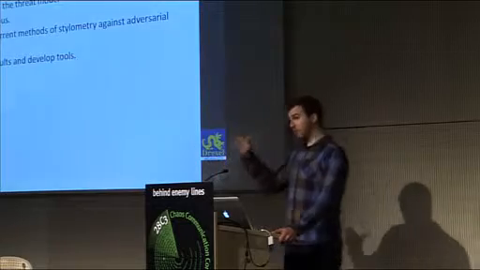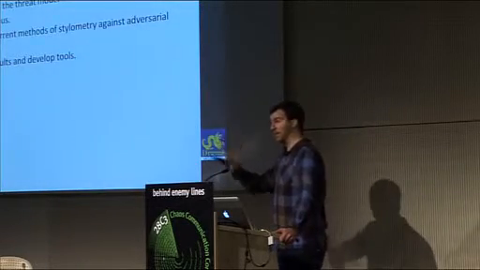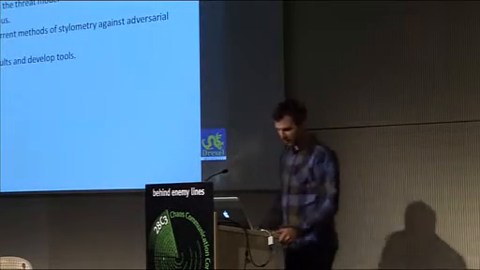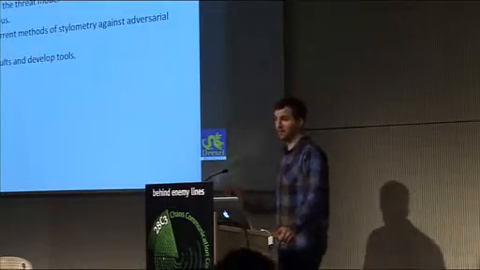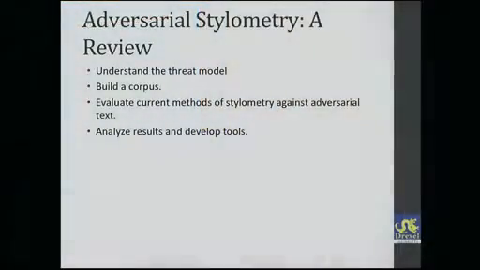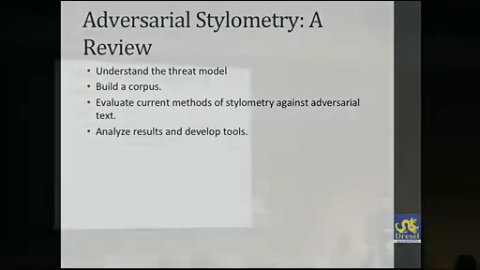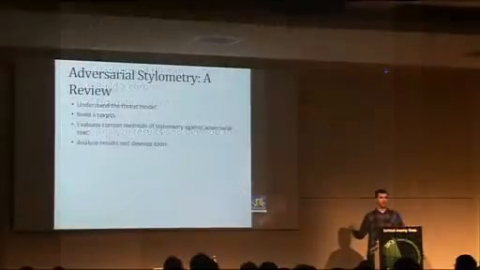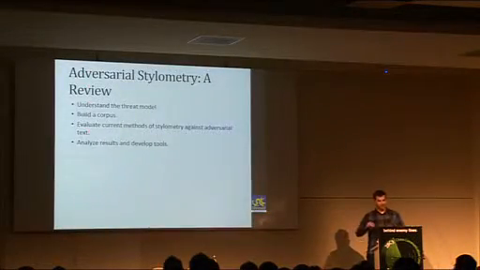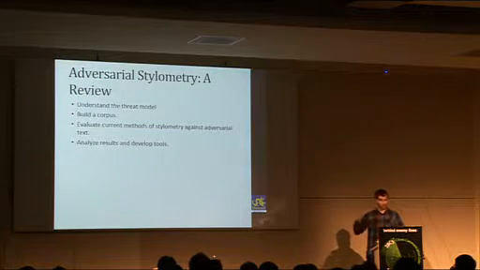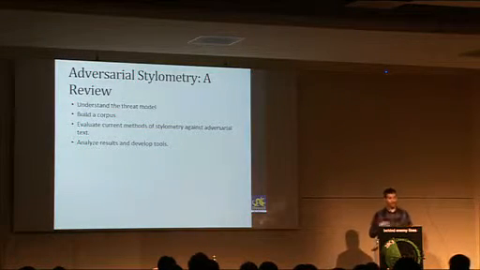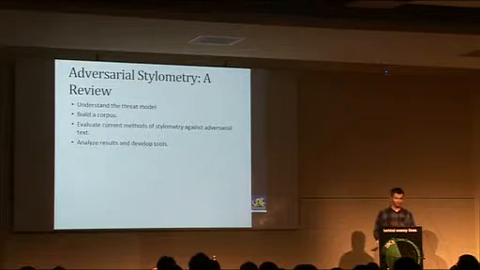So let's review the research problem and how we analyze this, and then I'll get into the tools that we developed. First we want to understand the threat model in adversarial telemetry. Then we want to build a data set, because we have to create our own; an adversarial telemetry data set, which I'll explain in a minute, doesn't really exist in order to evaluate this. And then we want to evaluate current methods of authorship recognition and telemetry against adversarial texts where people are trying to hide their identity, and analyze these results in order to develop tools.